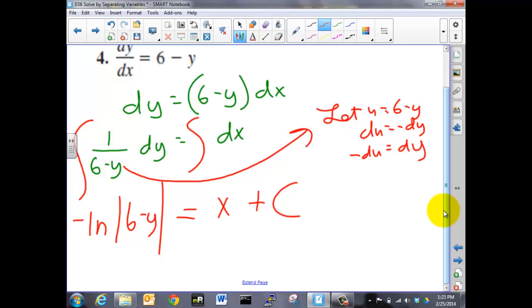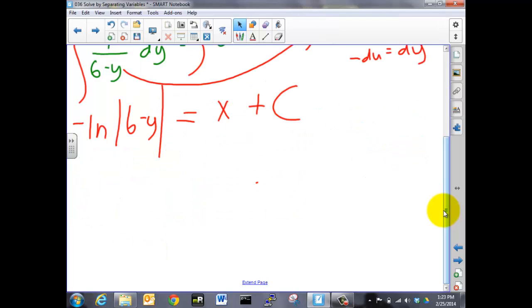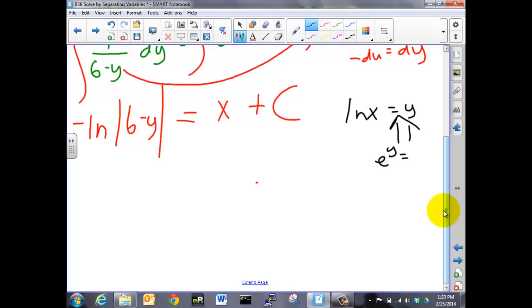I want y equals. It's not multiplied by e's, but yes, you've got to exponentiate each side. Does that word ring a bell to you? Okay? If you go back, way back in time, when you first learned about logarithms, we wrote down something that looked like this. ln of x equals y means that e to the y power equals x. So that's what we've got to do. We've got to change this from logarithmic form to exponential form.